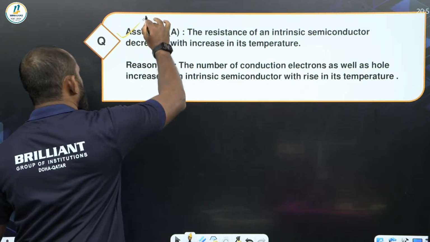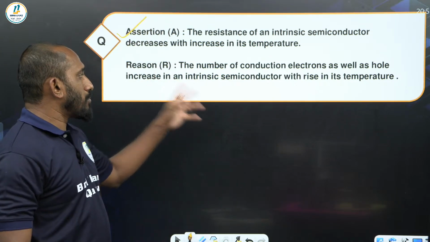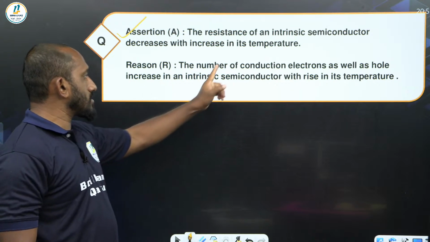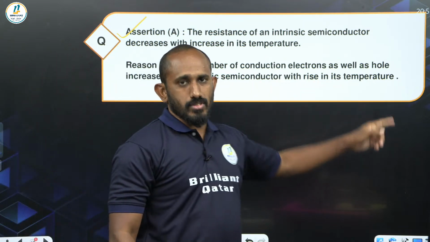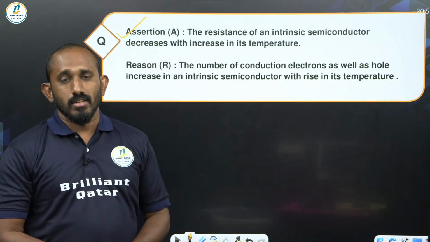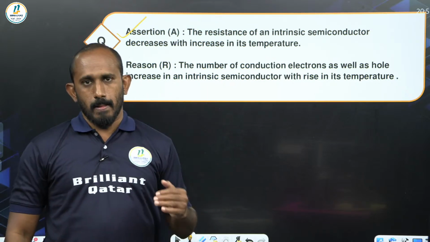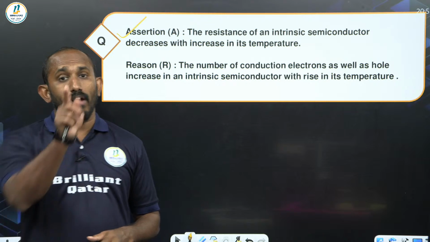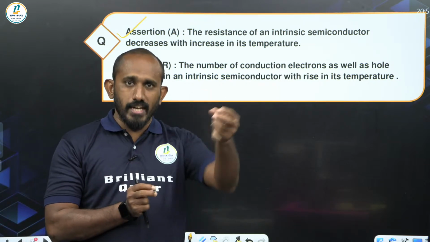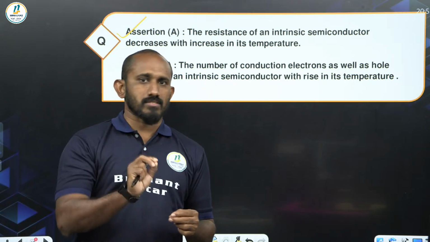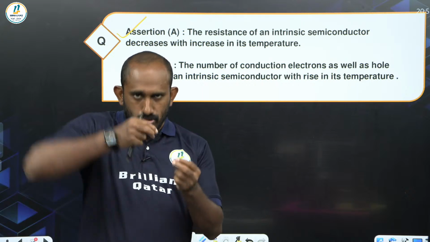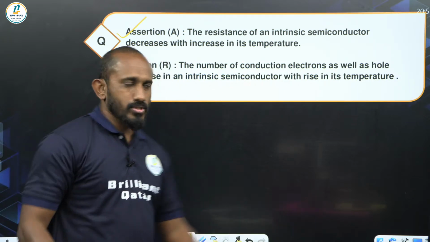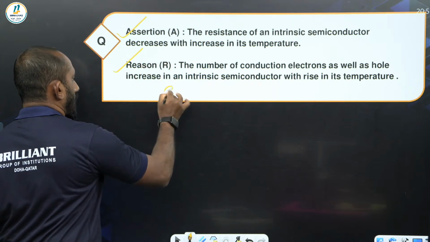So assertion is true. Reason: the number of conduction electrons as well as holes increases in an intrinsic semiconductor with rise in temperature. Yeah, surely the number of charge carriers increases, because when temperature increases, because of thermal vibration, the covalent bond breaks, so electrons get freed and holes are created. The vacant place is called hole, positive charge. Because of the movement of electrons, the carriers move and we get current. Both are correct and the answer is A.